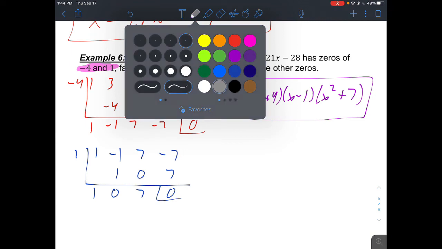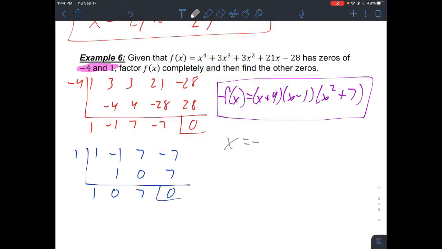Okay? So if I find the other zeros, I know my zeros are -4 and 1. To get my other zeros, I need to set x squared plus 7 equal to 0. X squared equals -7. Well, we know those are not real numbers, so it would be the square root of -7. Or if you remember from your Algebra 2 days, plus or minus i root 7. Let me write these down here. So x equals -4, 1, and then plus or minus i root 7.